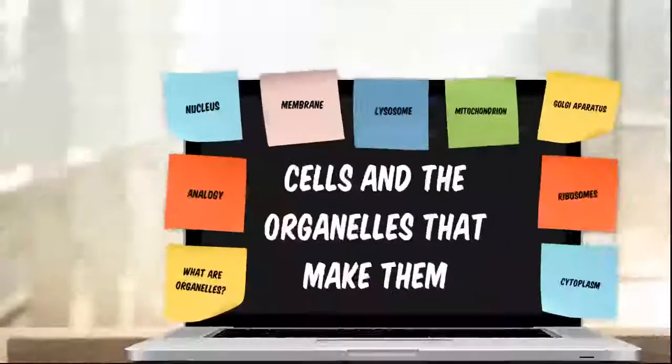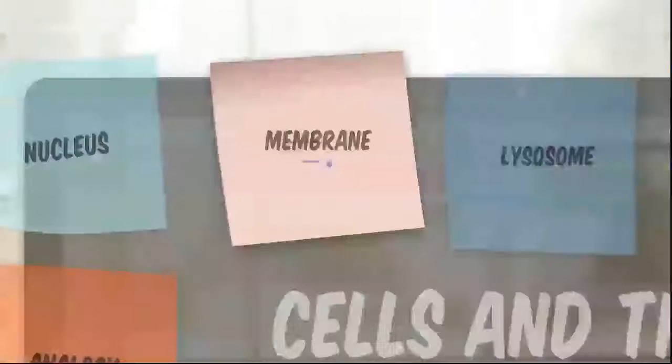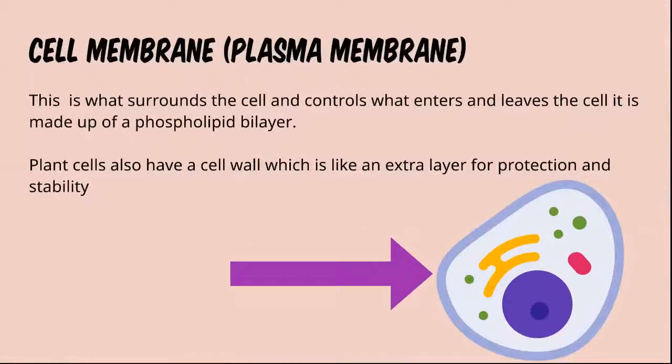Now we're going to move on to the membrane. So the cell membrane is also called the plasma membrane. If you ever see those, don't get confused. They mean the exact same thing. So cell membrane is the same thing as plasma membrane. This is what surrounds the cell and controls what enters and leaves the cell. It is made up of a phospholipid bilayer.